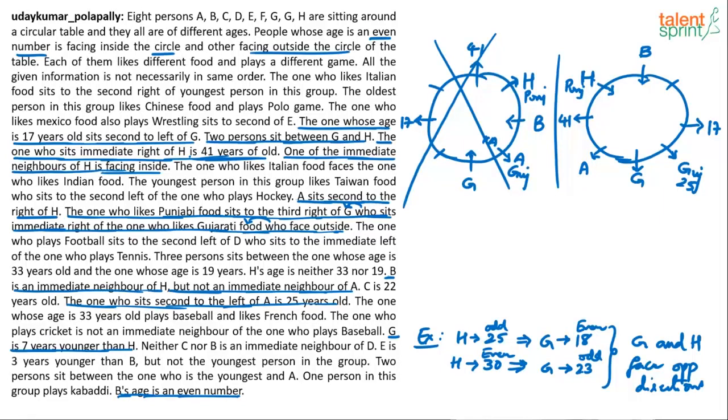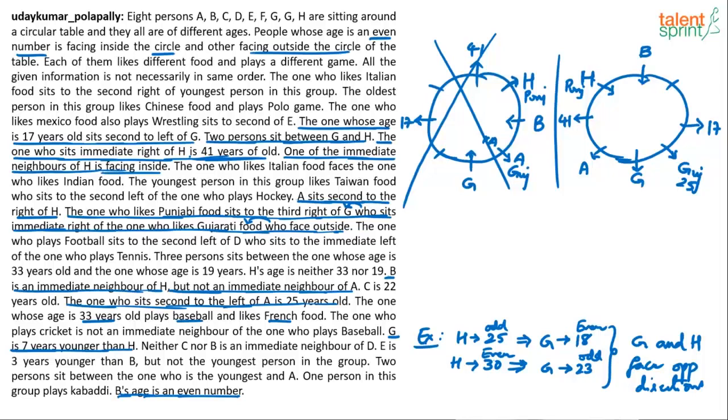Now if you observe, the one whose age is 33 years old plays baseball and likes French food. This can be used. So 33, baseball and French, all three will come in the same position, because the one whose age is 33 years old plays baseball and likes French food.